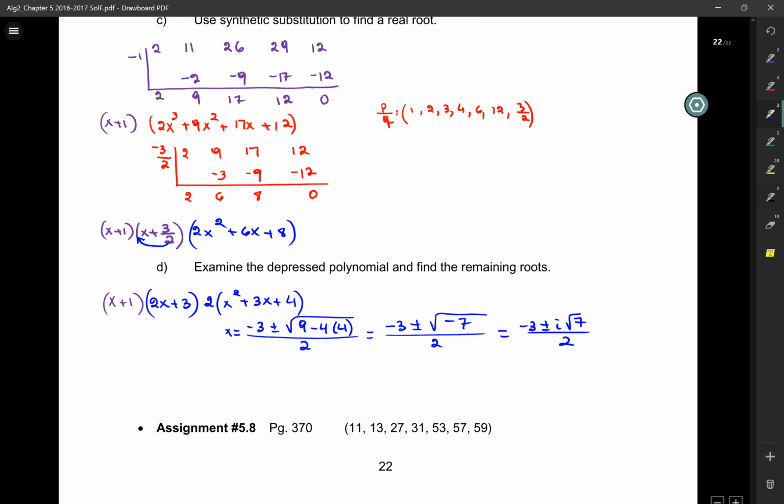Okay, so finally, what are my solutions? x equals -1, -3 over 2, -3 plus or minus i root 7 over 2. How many total solutions? 4 total solutions.